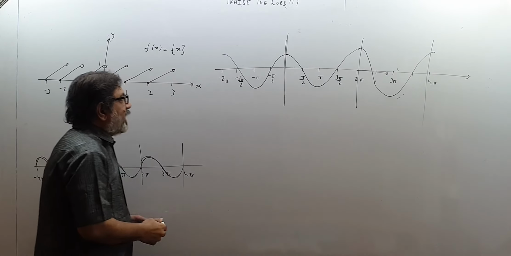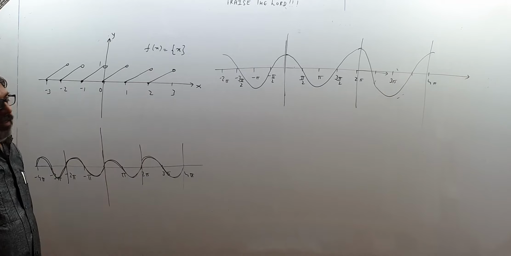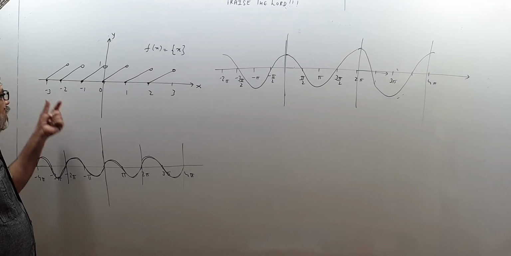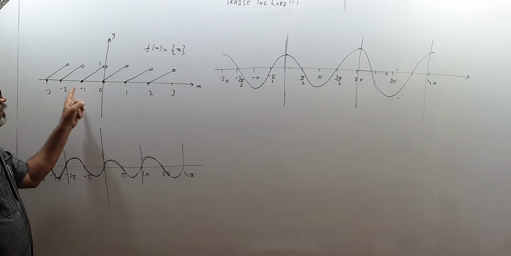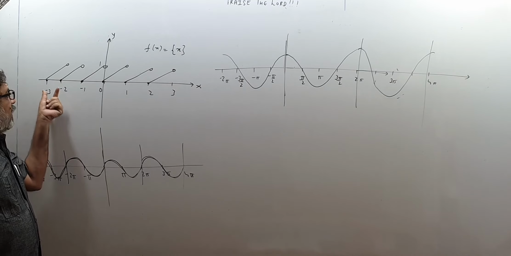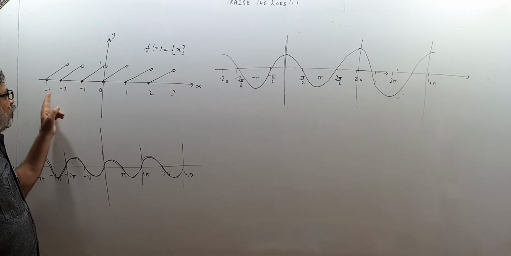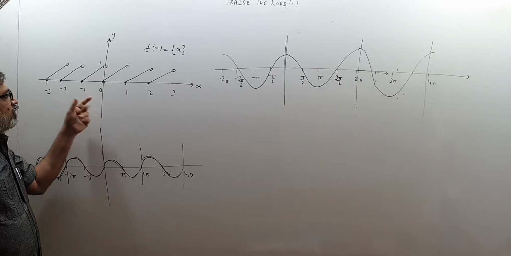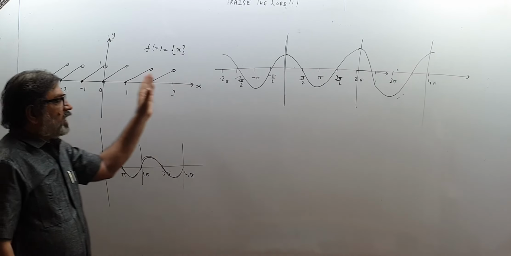So children, you can see that this graph is repeating its shape after 1 unit. This one, this one, this one. Can you see the repetition process? After 1 unit, minus 3 to minus 2, minus 2 to minus 1, minus 1 to 0. After 1 unit, the graph is repeating its shape.